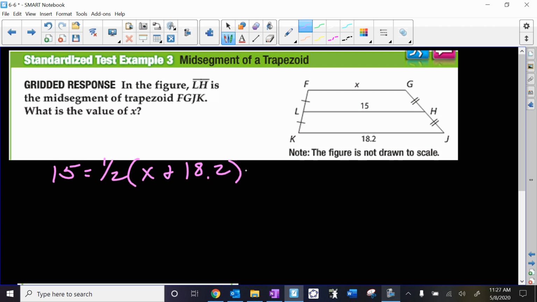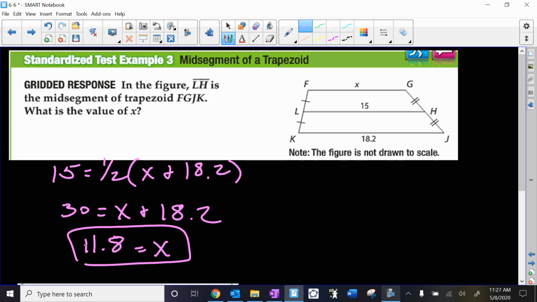You can solve this many ways. You can distribute a half if you'd like. I'm actually going to multiply both sides by 2 because that will cancel the half. So if I take 15 times 2, that is 30. 2 times a half cancels, so I have x plus 18.2. I'm now going to subtract 18.2, and that would get us x equaling 11.8.